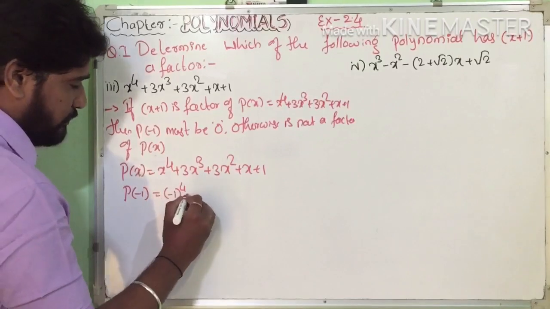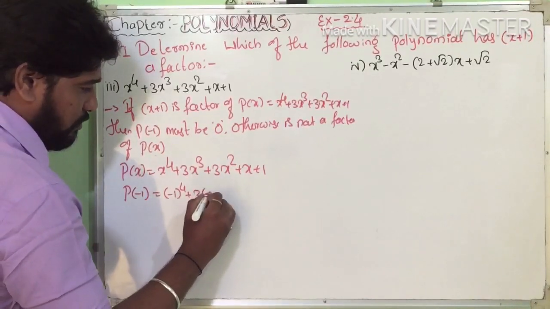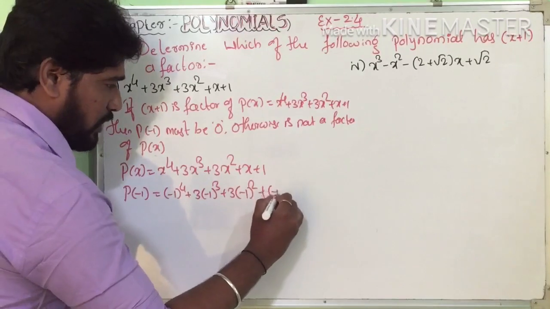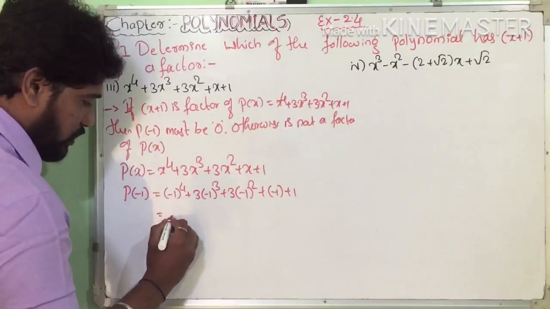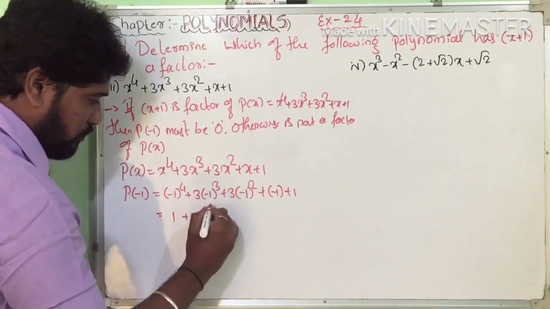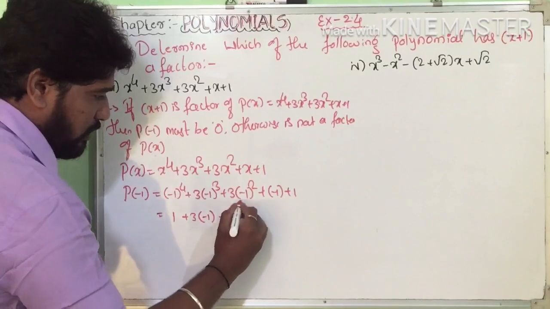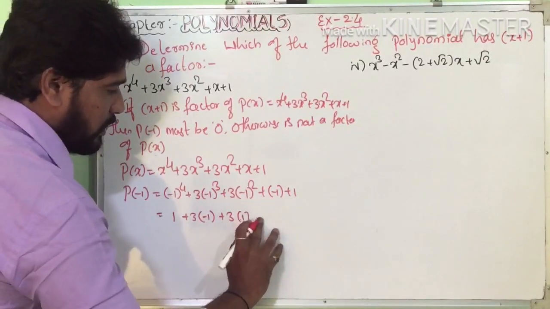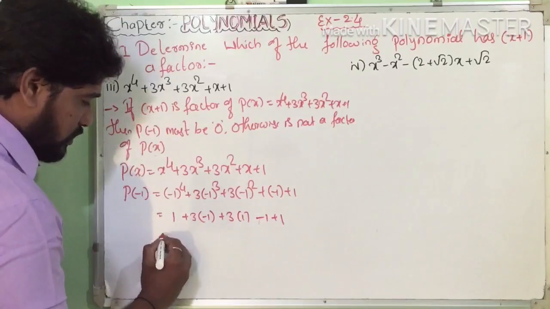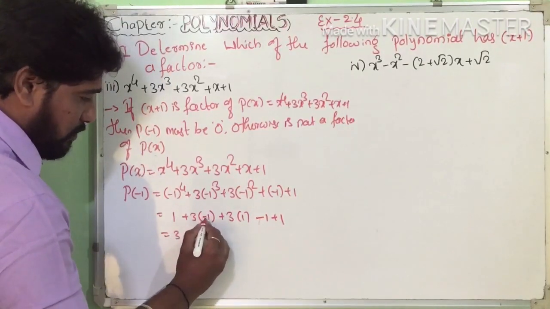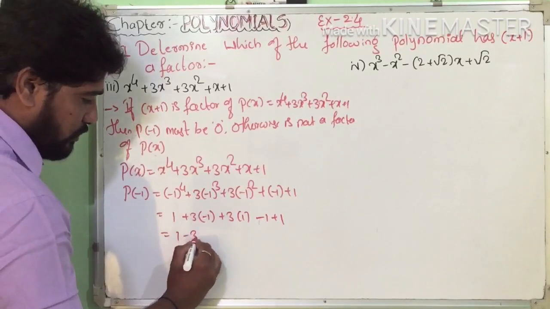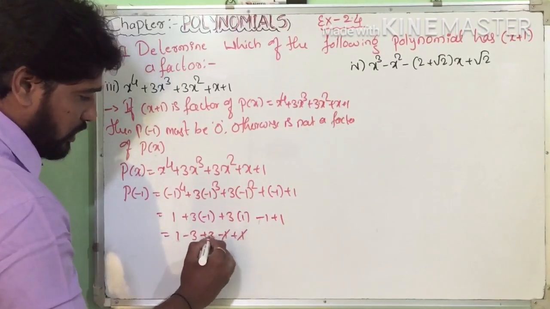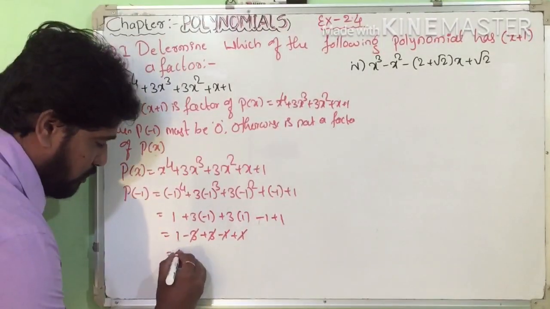So minus 1 raised to 4 plus 3 times minus 1 cube plus 3 times minus 1 square plus minus 1 plus 1, as it is. So minus 1 raised to 4 is plus 1, and 3 as it is, minus 1 cube is minus 1, plus 3 times minus 1 square is plus 1, plus minus 1, plus 1. So 1 as it is, 3 into minus 1 is minus 3, and 1 into 3 is 3, minus 1 plus 1. So these two cancel, right? So here we got 1.